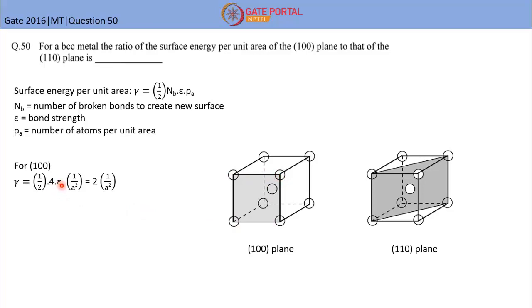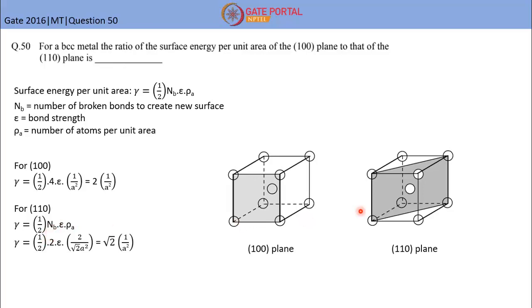Epsilon is the bond strength, we don't have to take care of that. And here we have to calculate this area, which will be a square basically. So the number of atoms is only 1 here, this is 1/4, 1/4, 1/4, 1/4. So 1 atom divided by a square, the area of this plane.